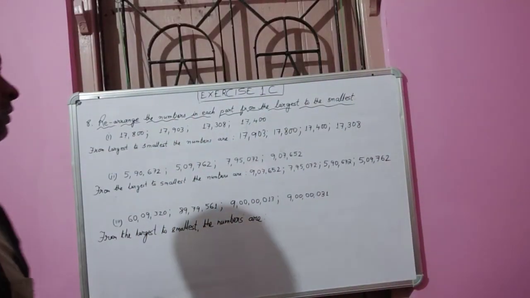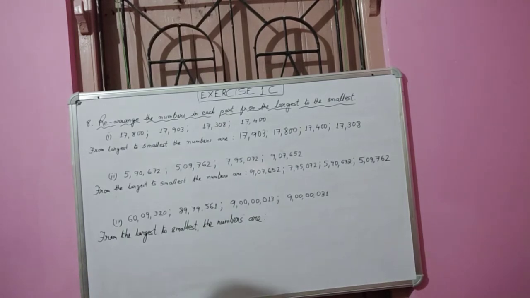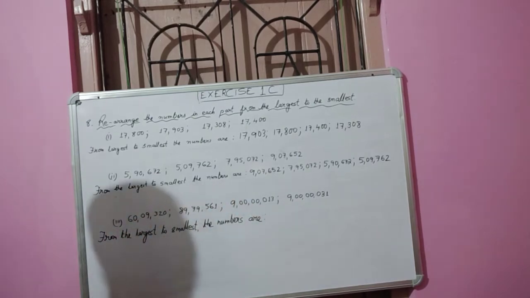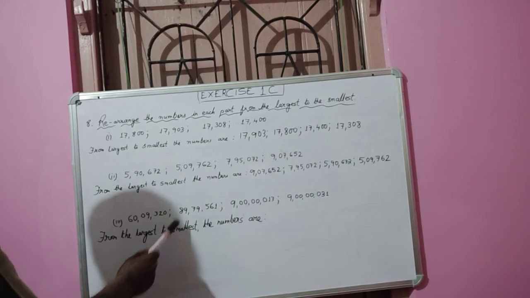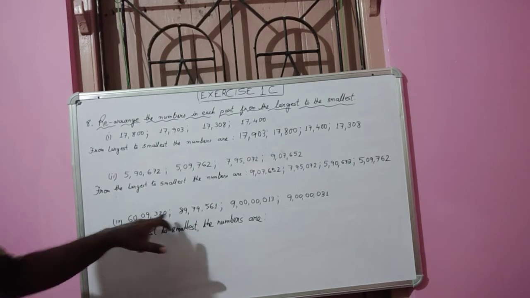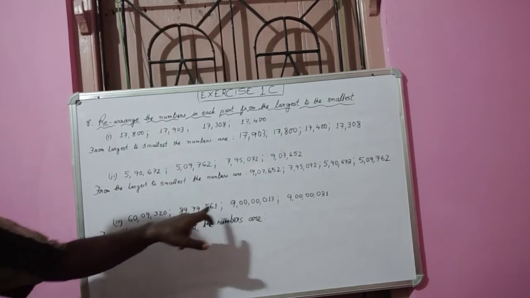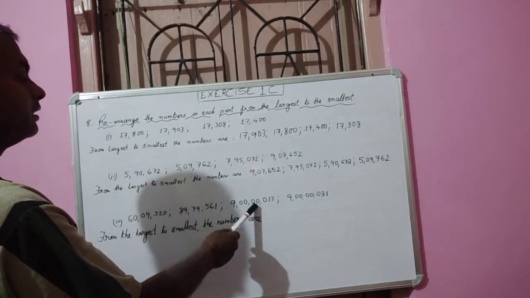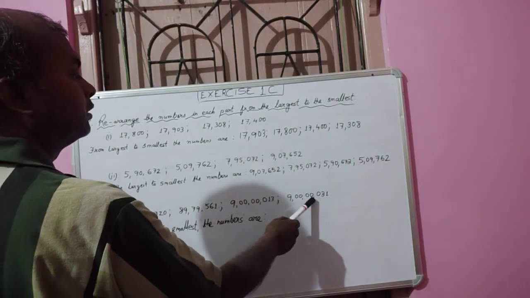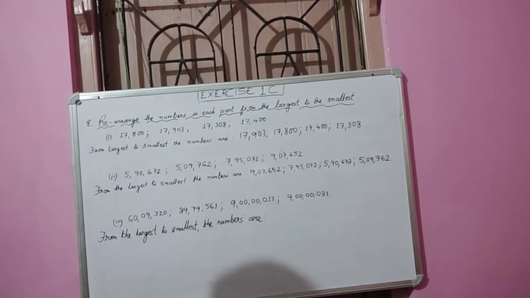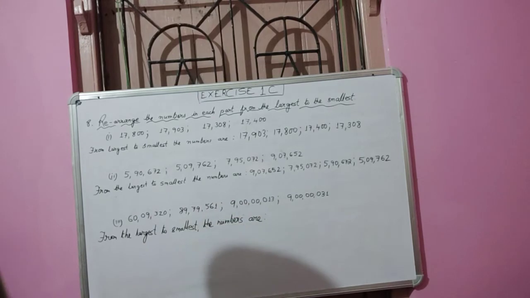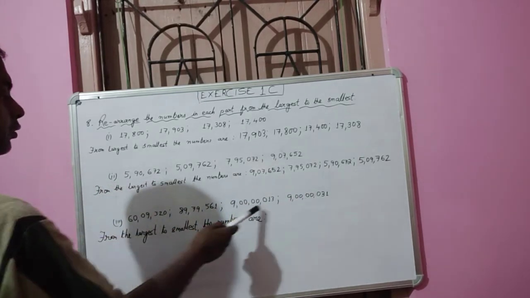Alright, the last part. Now let's check the valuation of these numbers. 1, 10, 100, 1,000, 10,000, lakh, 10 lakh. This is 60 lakh. And this is 89 lakh. What about this? 1, 10, 100, 1,000, 10,000, lakh, 10 lakh, crore. This is 9 crore. This is also 9 crore. So these two numbers are in lakhs and these two numbers are in crores. Obviously crore is bigger than lakh.